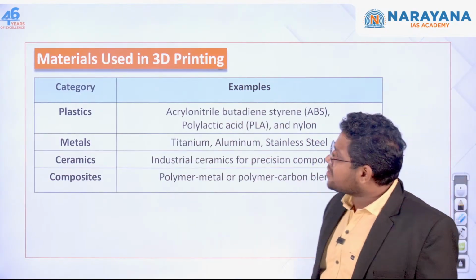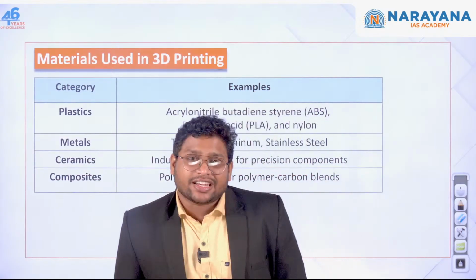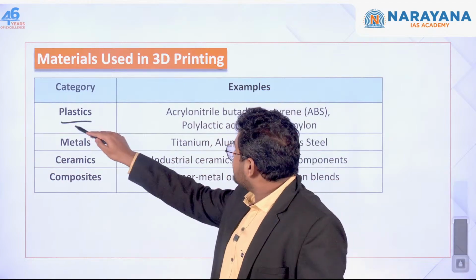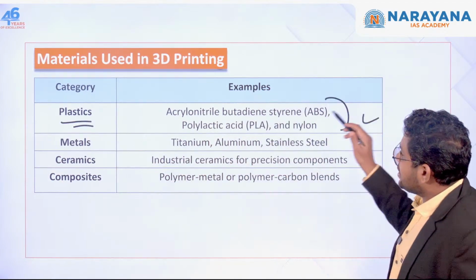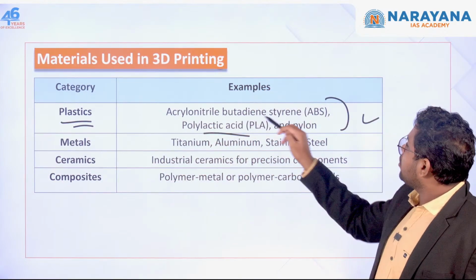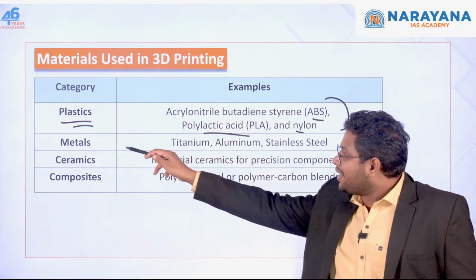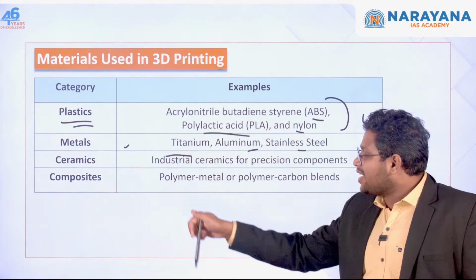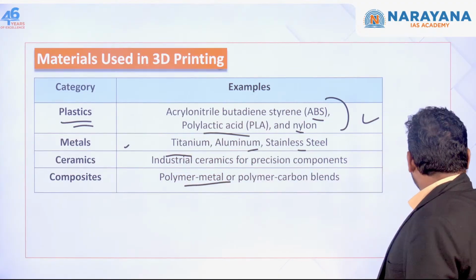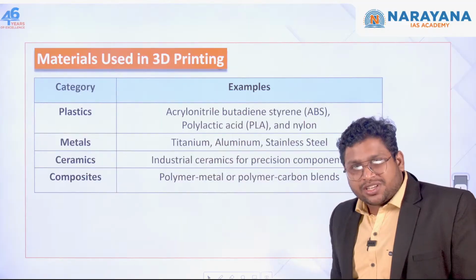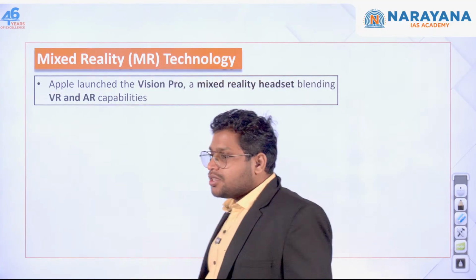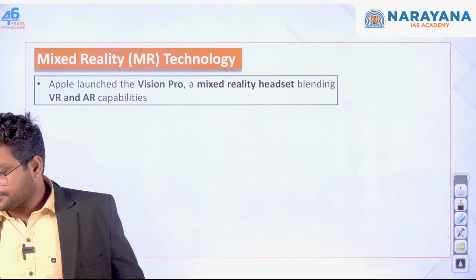Now the main thing is, what kind of material are we using right now when it comes to 3D printing? We use plastics. Examples of those plastics are PLA, nylon, or ABS. We use metals also, like titanium, aluminium, stainless steel, ceramics also, and there are some composites like polymer metals. These we are using right now. Okay, this is all about 3D printing.